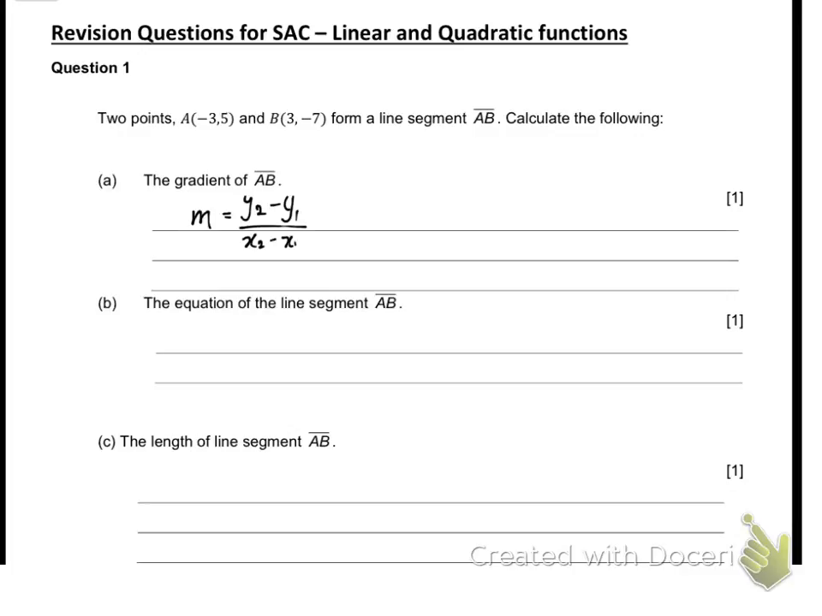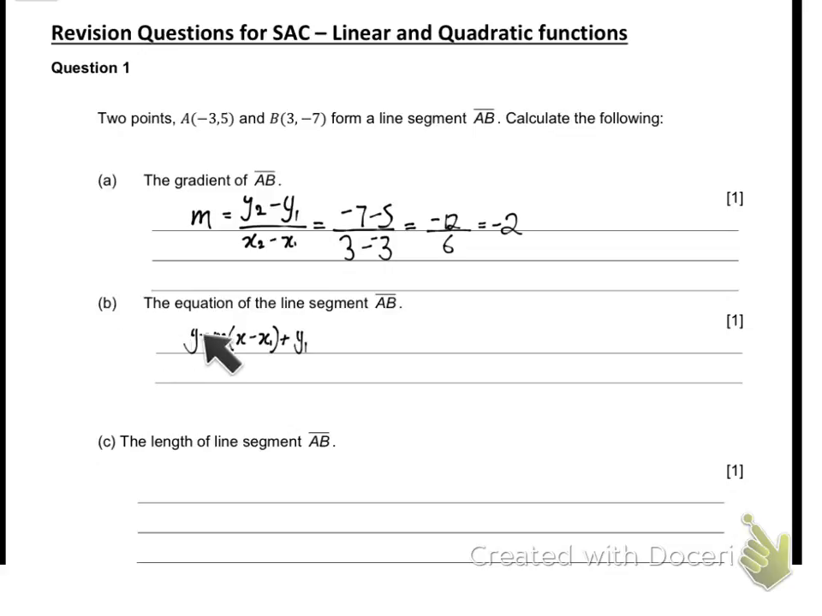Okay, so gradient is worked out using this rule: change in y divided by change in x. And so using our coordinates, we get the difference in the y coordinates, divided by the difference in the x coordinates. You've got to be careful with making sure you're subtracting negatives, and that becomes an addition. And we get negative 12 on 6, which is negative 2.